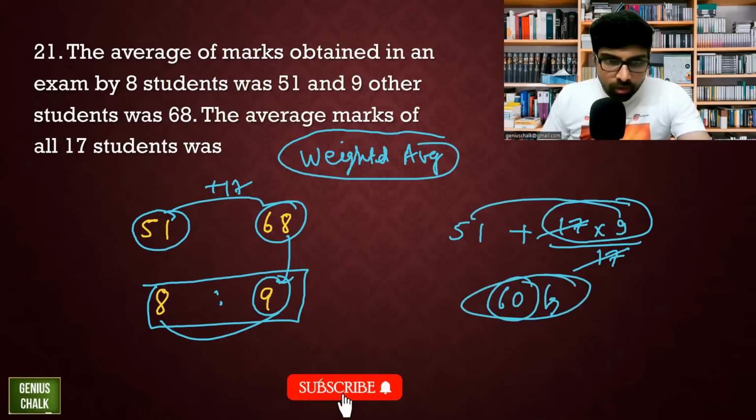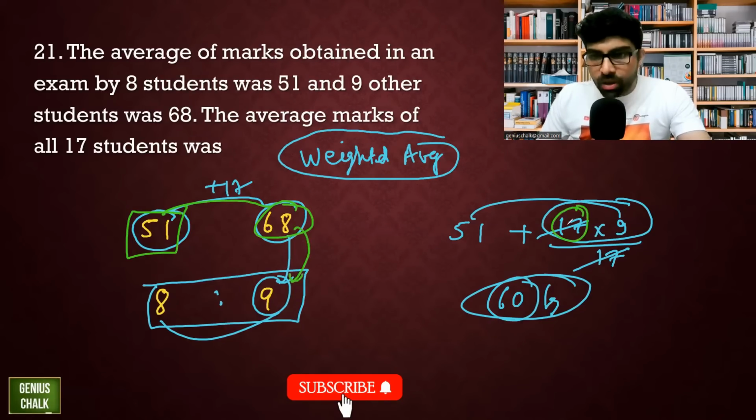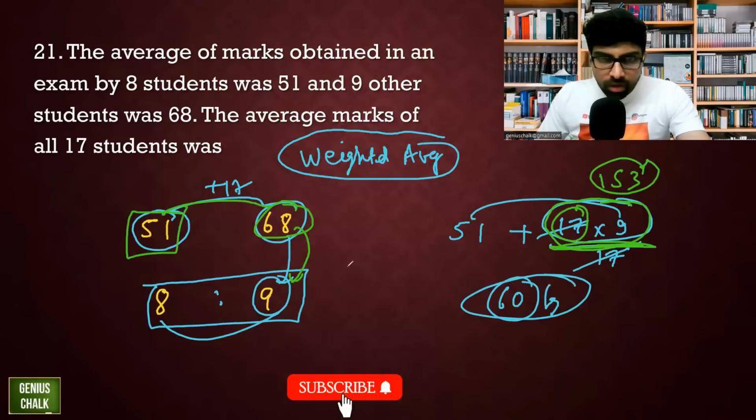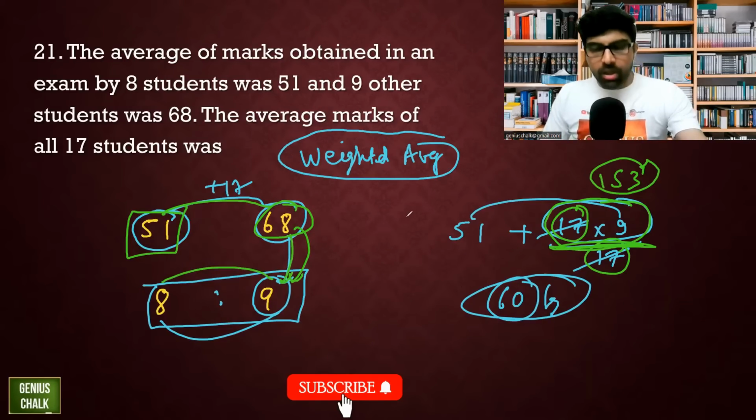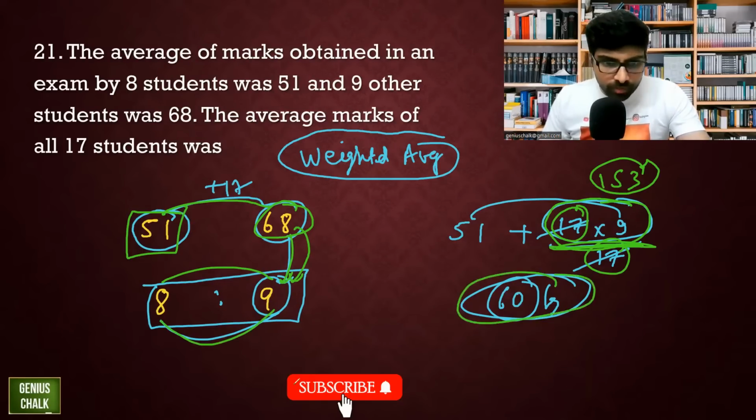Again, I repeat, 51 I took as the average. Now, from 51, this 68 is 17 extra and this is for 9 students. So overall, they will be getting 153 extra. And this 153, which 9 students are getting extra, must be divided among the whole class because we are finding the combined average. That means the first group is combined with the second, and the total number of students is 17. That's why it's 60 kg.